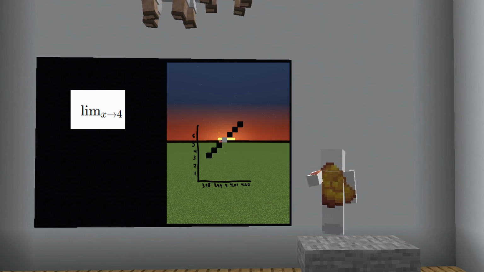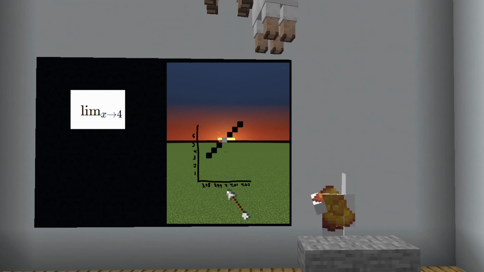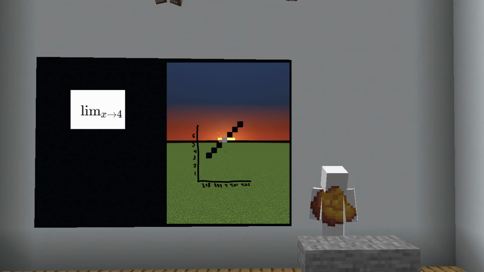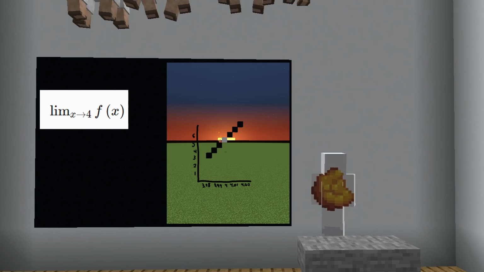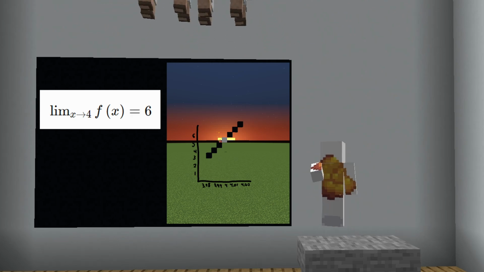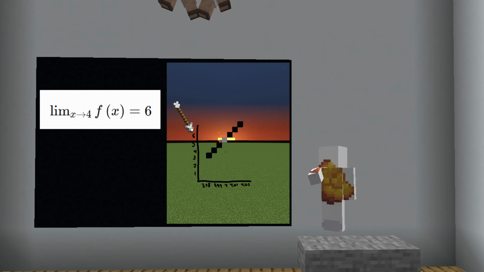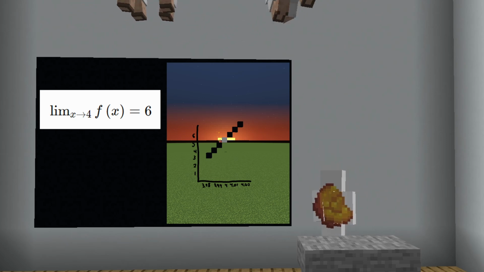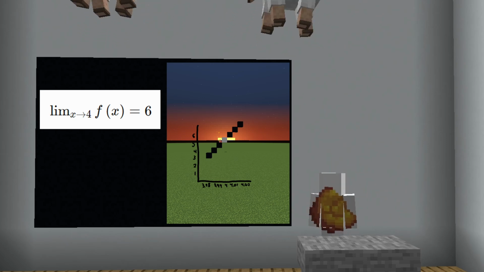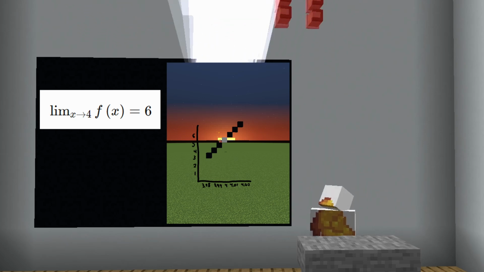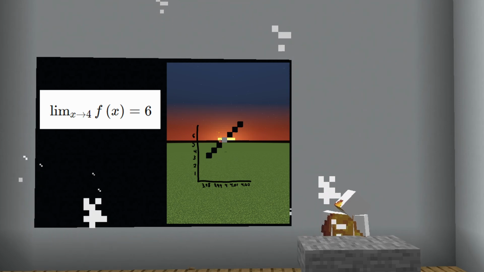This number here describes what input, or x value, we are approaching, in this case, x equals 4. And here is a function we are finding the limit of, or the staircase. And here's the y value that we approach, or the answer to the limit. So in non-mathy terms, we can read this limit as we slowly approach block number 4, meaning we'll be on block like 3.99999, but never quite at 4, we approach the height of 6 blocks.